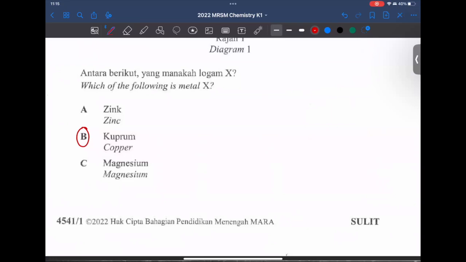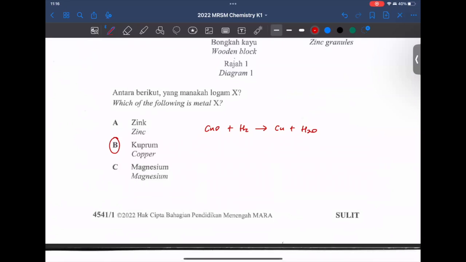If you have copper oxide and react it with hydrogen, hydrogen is able to reduce copper, and water is formed. So you can see here that copper is reduced. Hydrogen managed to steal away the oxygen. This is the only possible one. Zinc and magnesium are more reactive than hydrogen, so they are not able to do so. In this case, the answer for number 2 is B.